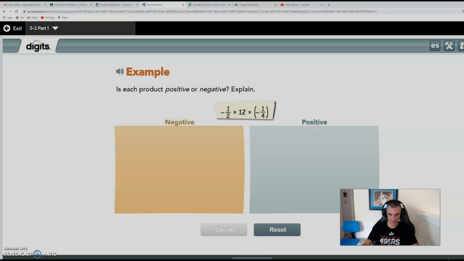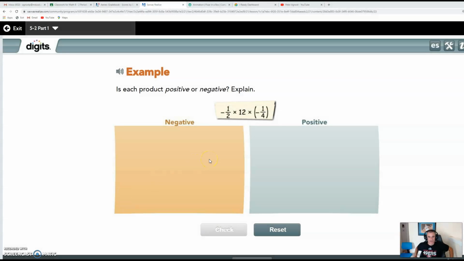positive and negative situation. All right, so here's one type of question that you're going to see. It says, is each product positive or negative? Explain. So a product is the result of a multiplication problem, right? So when it says product, it just means, hey, that's the answer to a multiplication problem. And notice it's not asking us for the actual answer. It just wants to know, hey, is our answer positive or negative?